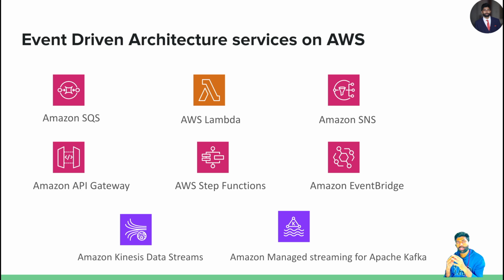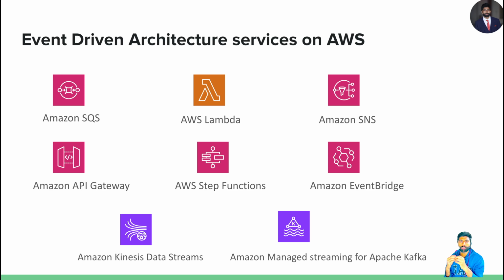To implement an event-driven architecture on AWS, you can use various AWS services. Some of the common services are Amazon SQS or Simple Queue Service, AWS Lambda, Amazon SNS or Simple Notification Service, AWS API Gateway, AWS Step Functions, Amazon EventBridge, etc.